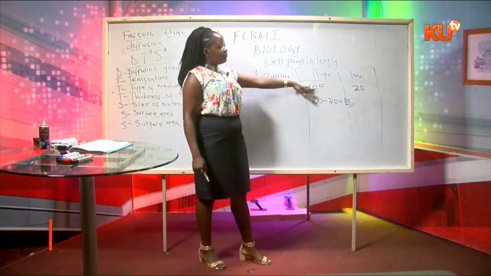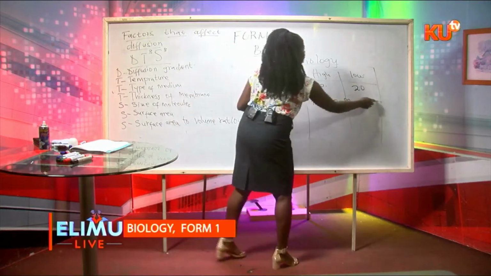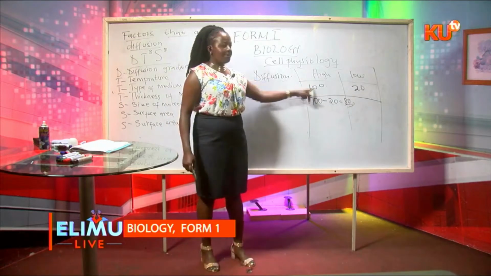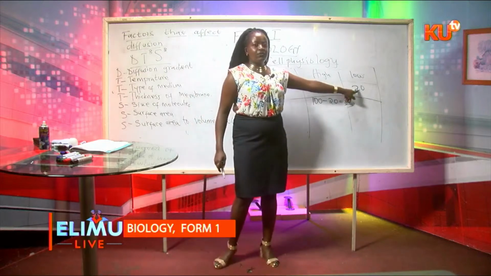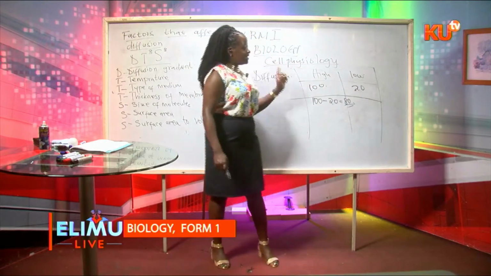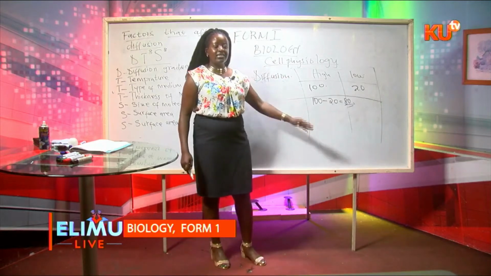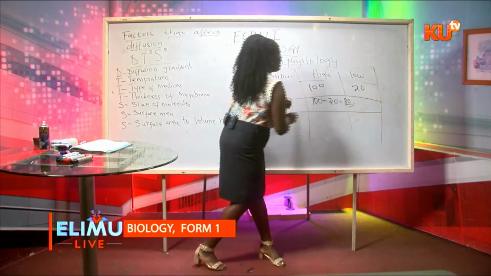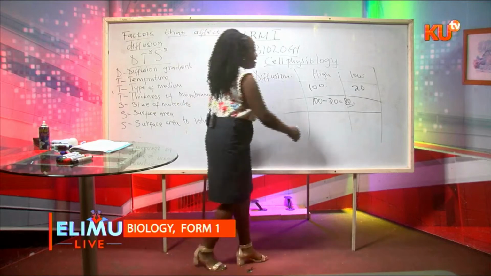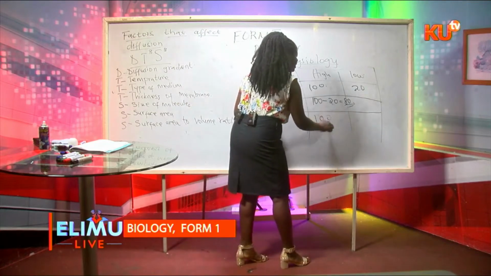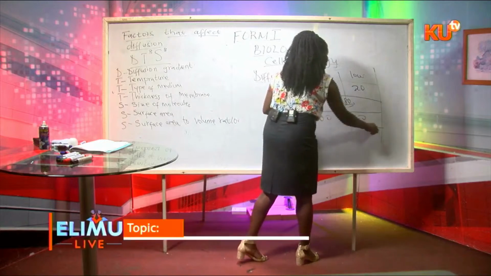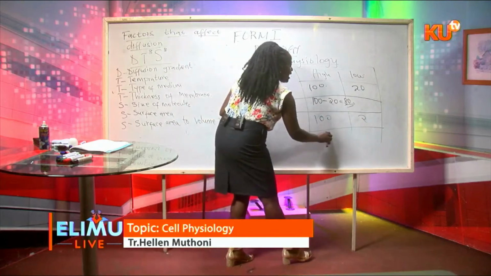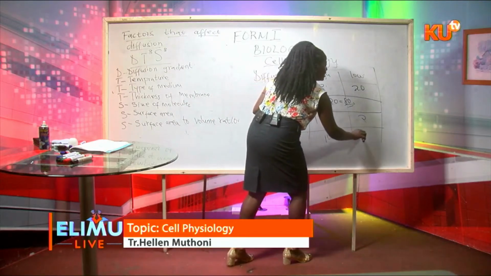So in the region of high concentration, we're going to have 2 scenarios. This is the first one. In the region of high, there are 100 particles, while in the region of low, we have 20 particles. The difference or the diffusion gradient will be 100 minus 20, which is 80. Then we have another scenario where we have 100 in the region of high concentration and 2 in the region of low concentration. The diffusion gradient will be 100 minus 2, which is 98.